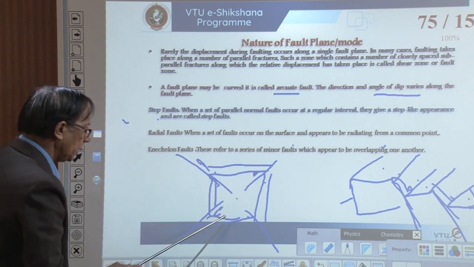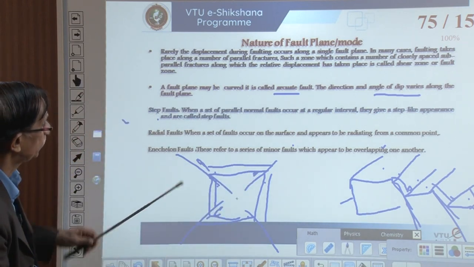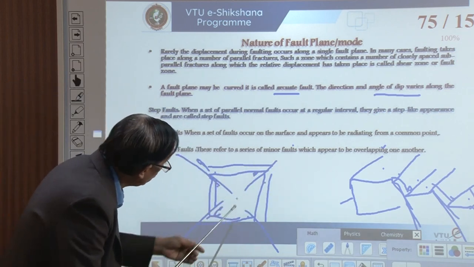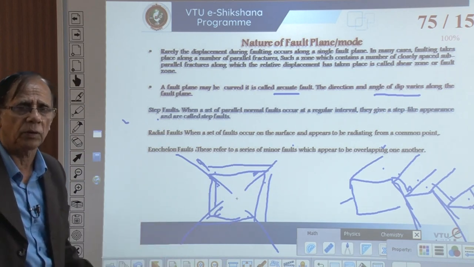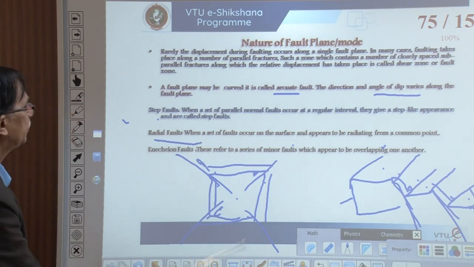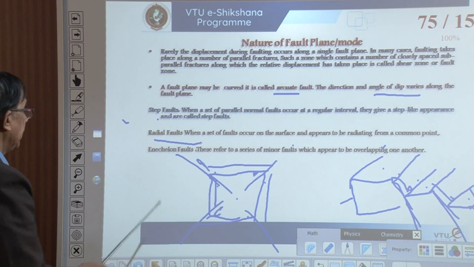This can move inward or away, like that. Such a situation where planes appear to come from a common center, and there are a number of faults, such types of faults are called radial faults. A set of faults on the surface appears to radiate from a common center.